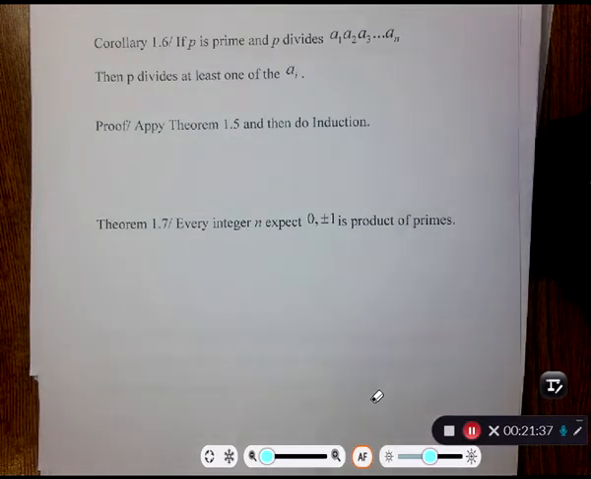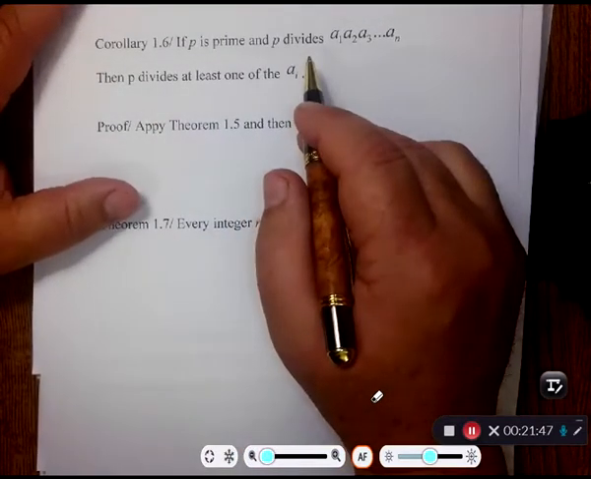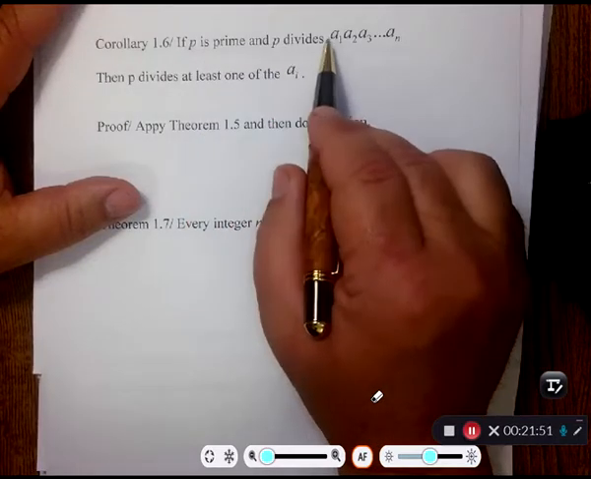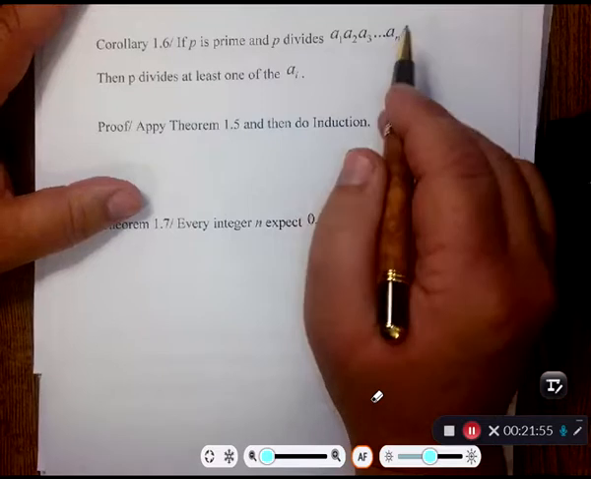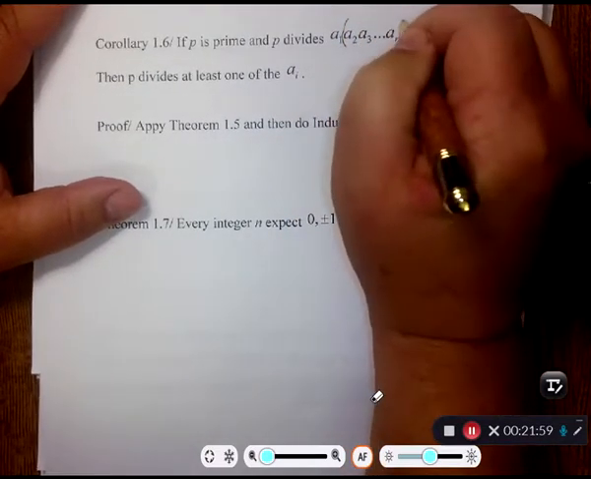Now Theorem 1.5 says that whenever P divides a product, P either has to divide the first guy or the second guy when P is prime. So what you do here is use Theorem 1.5. You've got P is prime, and you've got P dividing a string of integers, A1 times A2 times A3 all the way up times AN. But you want to sit there and group them out like this.